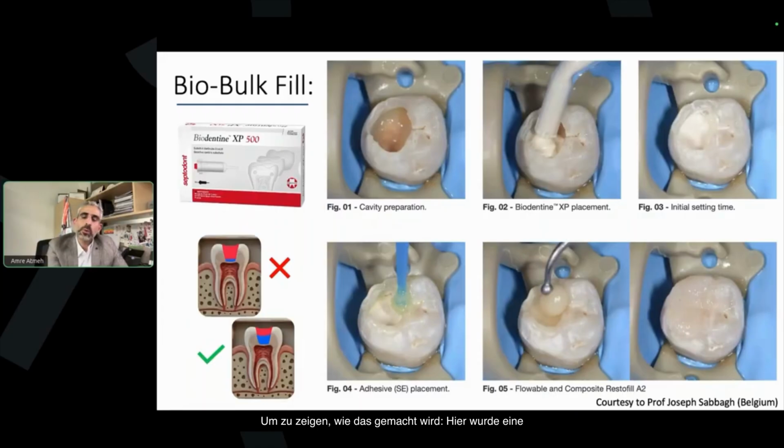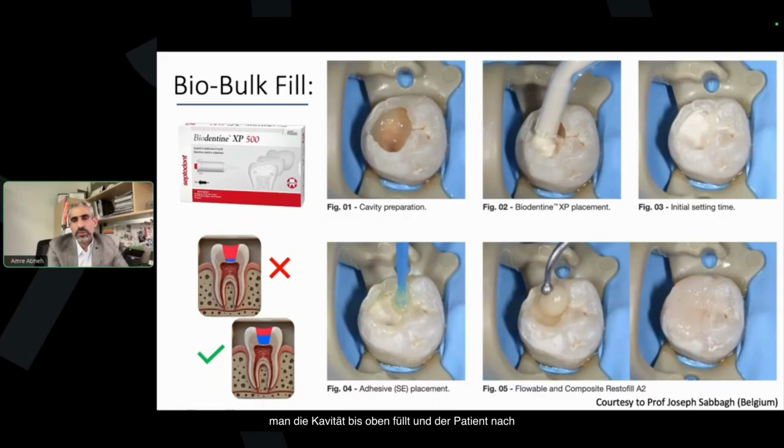And just to show how this is done, caries excavation was performed on that tooth. Then the Biodentine was applied into the cavity. Here, a space was left for the definitive restoration to be placed, and a bonding adhesive, and then composite, and so on. So in this case, the whole treatment was done in one visit, and that's why the space was left here, which can be done.